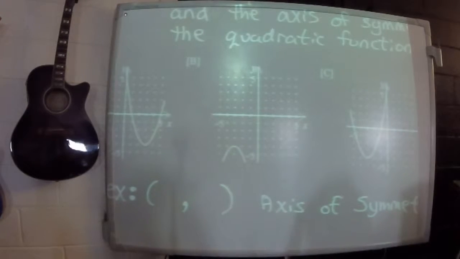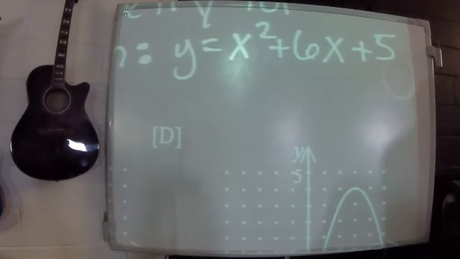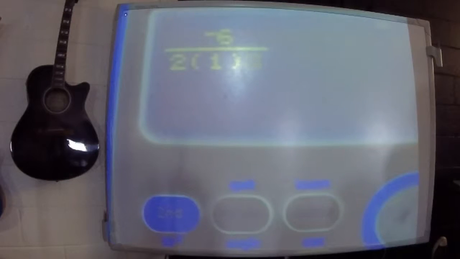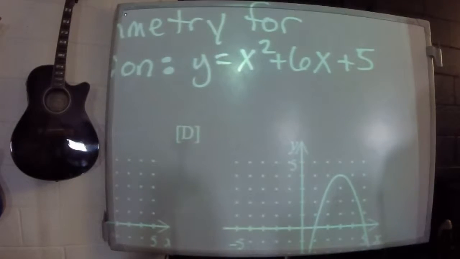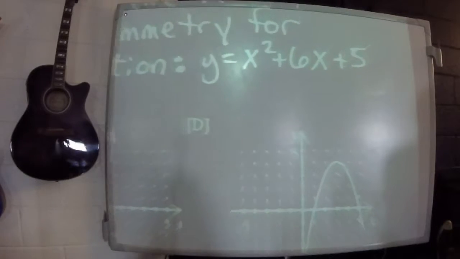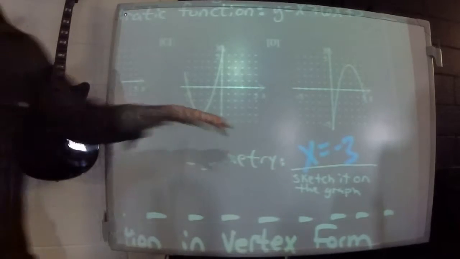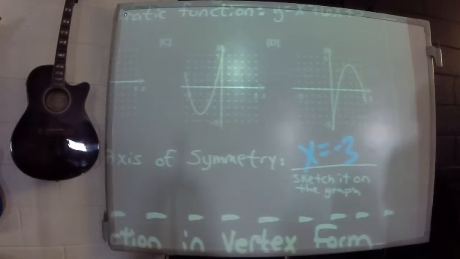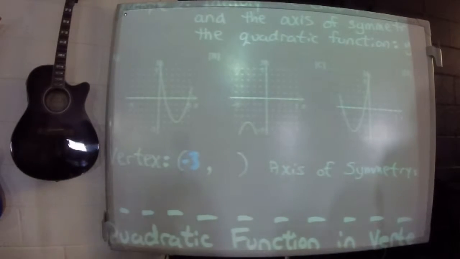Well, what do I do to find the axis of symmetry? Negative b over 2a, which is going to make it negative 6 over 2 times 1. So basically negative 6 over 2, which is negative 3. So the axis of symmetry is x equals negative 3. Axis of symmetry, x equals negative 3. The other thing about the axis of symmetry is it's also the x part of your vertex. Negative 3. So what is our right answer here?